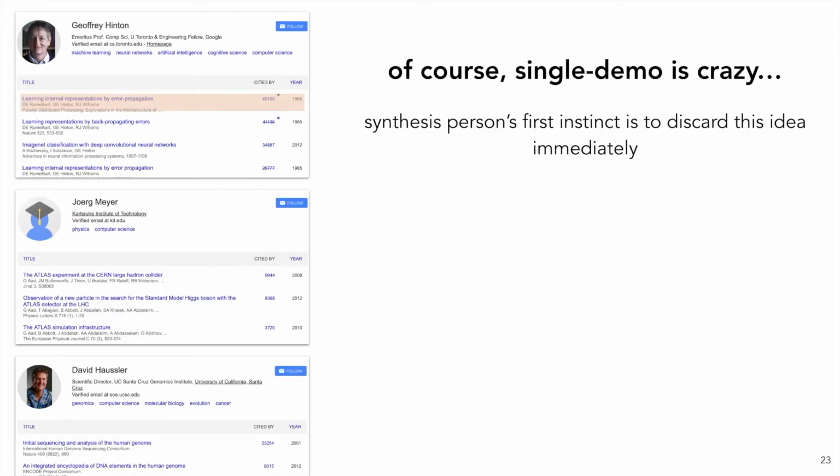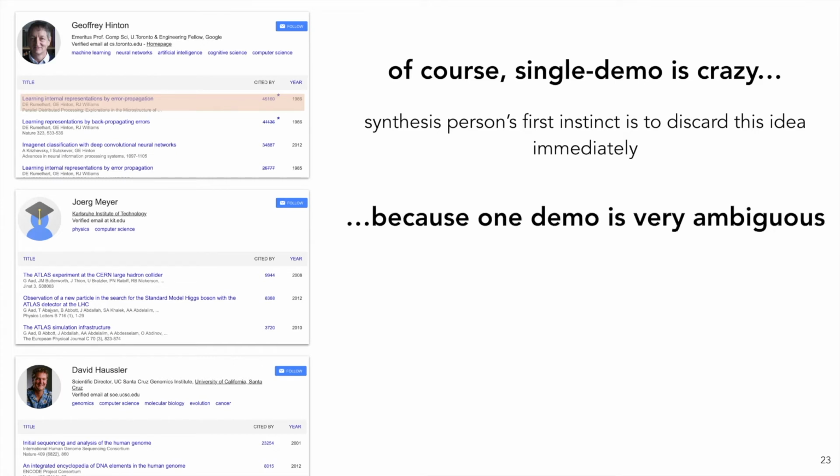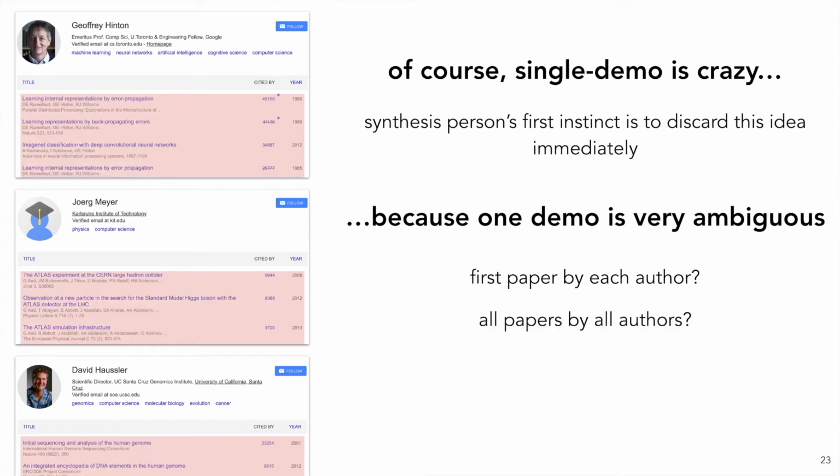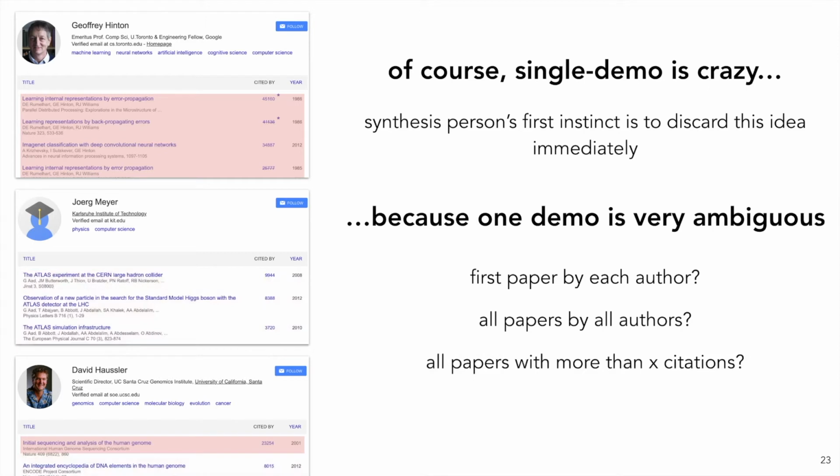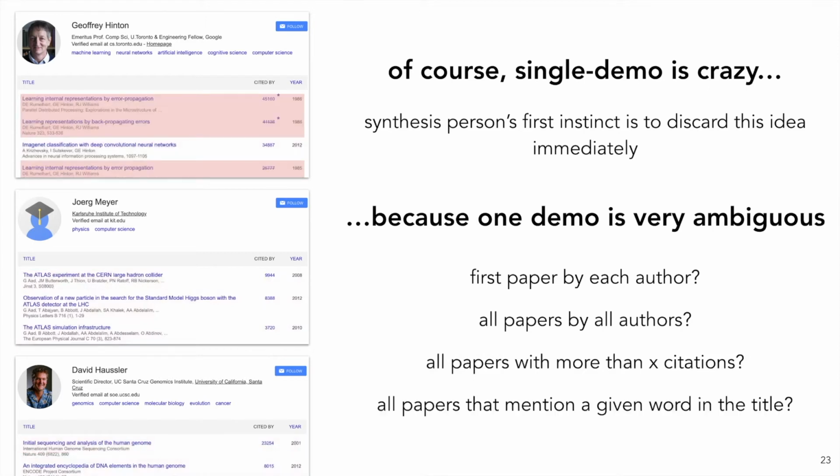Now, if you're a synthesis person, your natural instinct at this point is to say, no, you absolutely cannot do that, because that is a very, very ambiguous specification. And that's true. Say we give the demonstration with the paper highlighted here in orange on the left. That could be consistent with many different programs. Do we want to make the program that collects the first paper by each author? All papers by all authors? All papers with more than X citations? All papers that mention the word learning in the title? The demonstration that we actually gave is consistent with all of those different programs. And so how will we actually disambiguate?